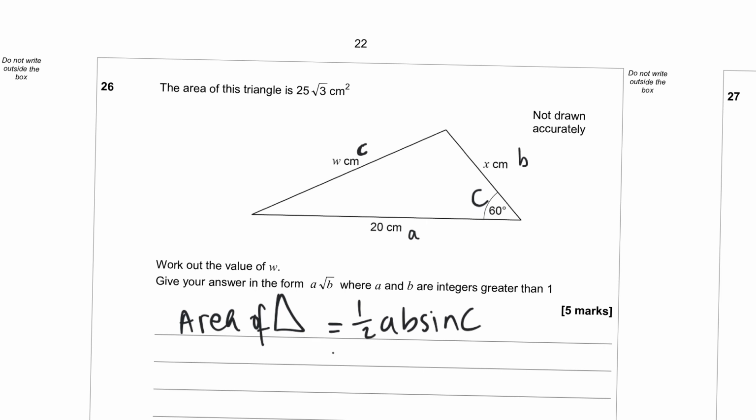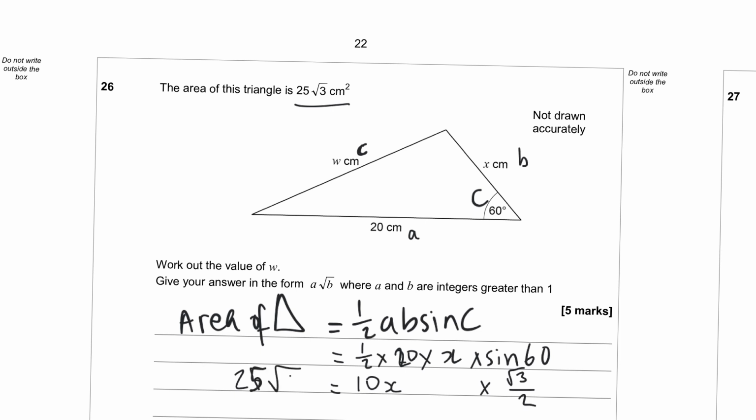So if I substitute those values in, it's going to end up being half times 20 times x times sine of 60. We know, because I showed the table not long ago, that sine 60 was equal to root 3 over 2. But then if we did a half times 20, that's going to be 10. 10 times x will be 10x. So then we've got 10x times root 3 over 2, and that's going to be equal to our area, which is 25 root 3.